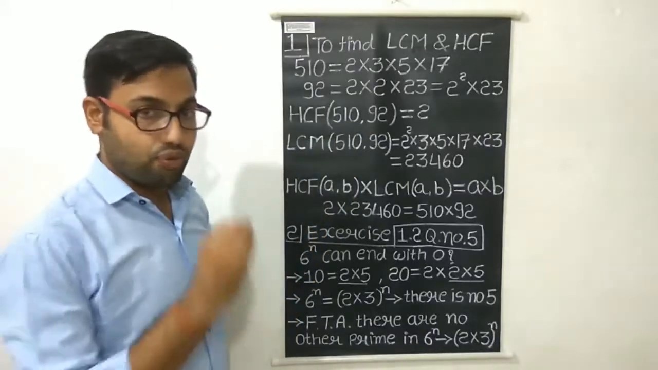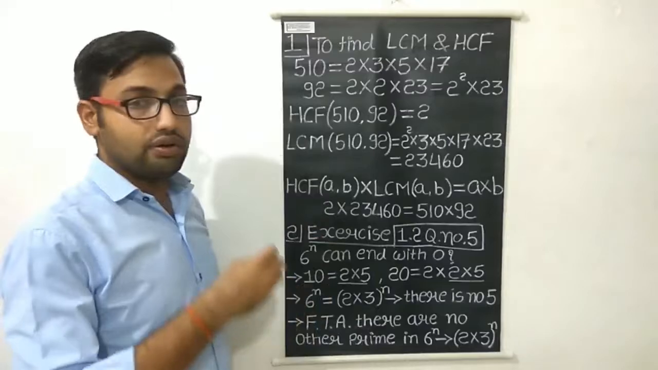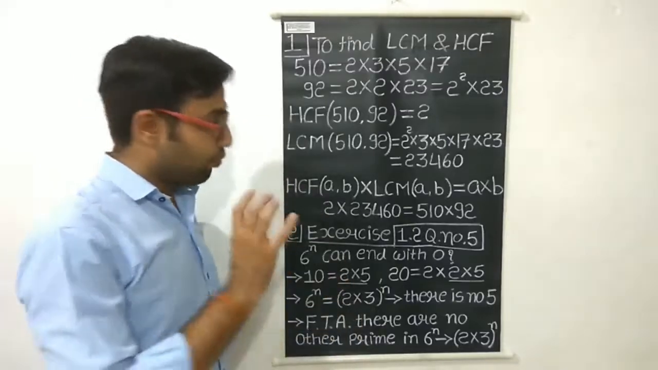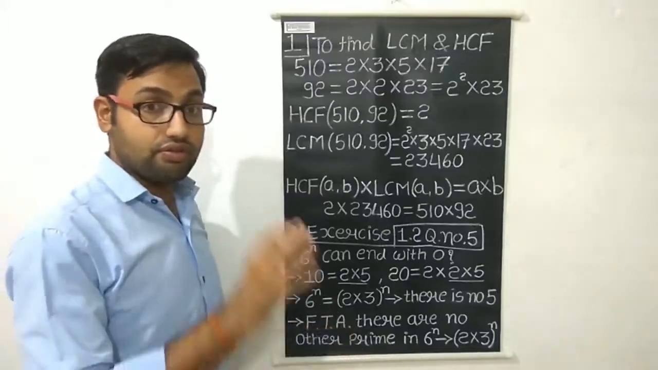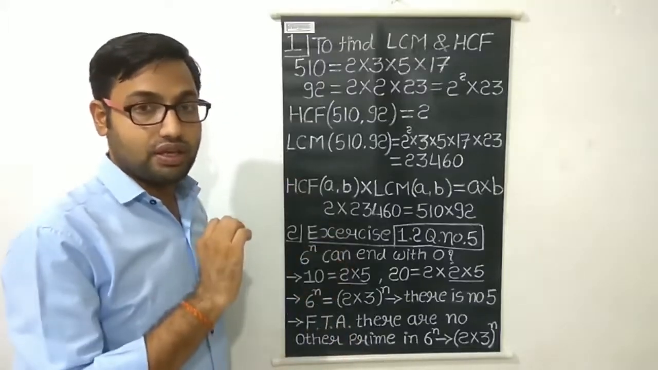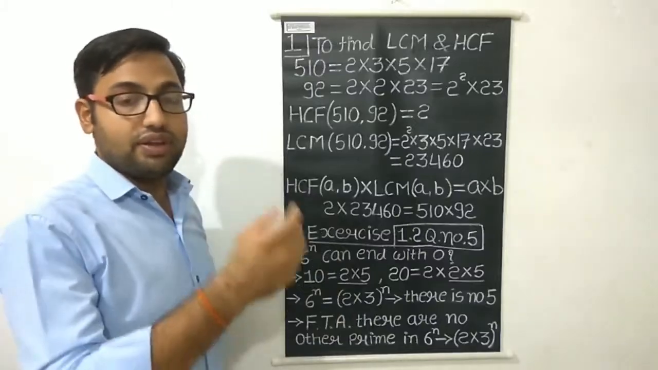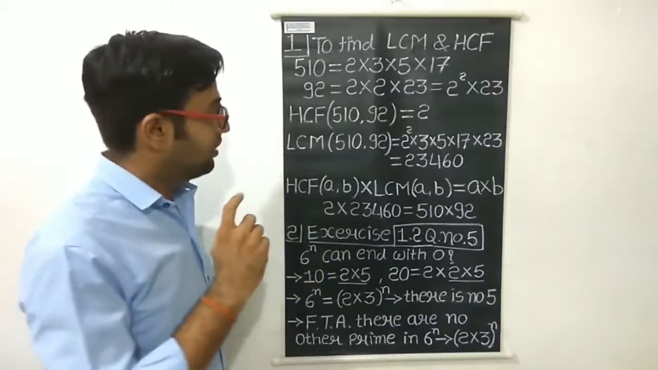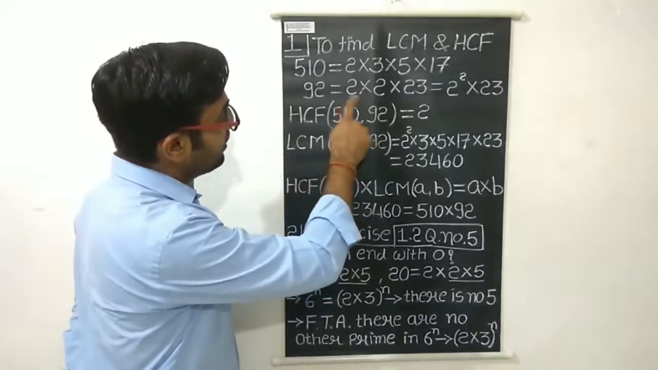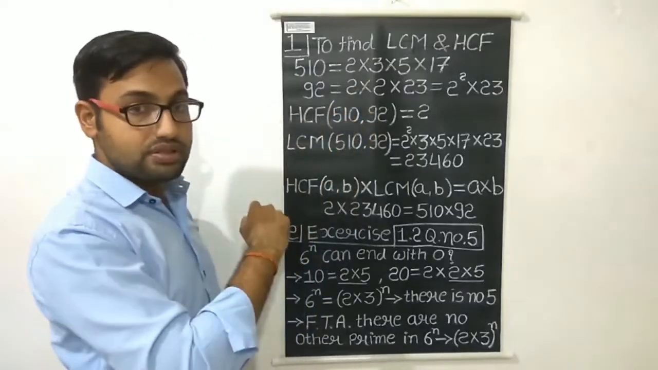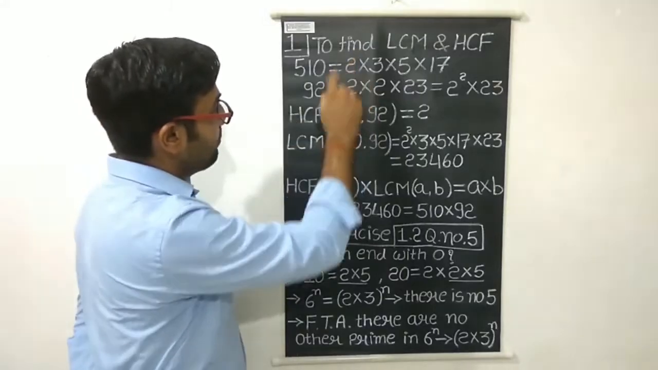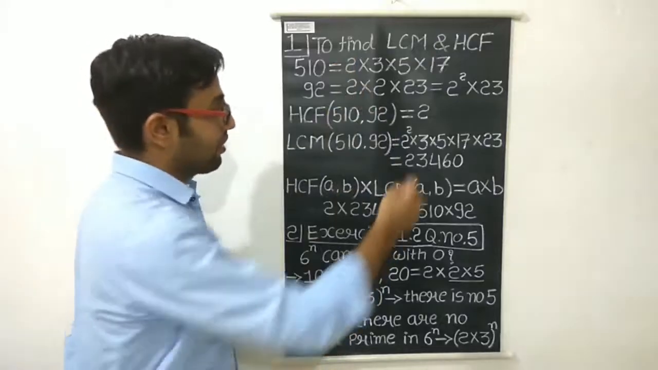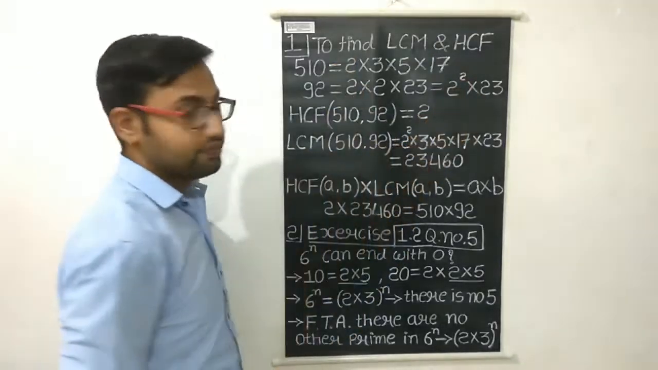Okay, what is the LCM? LCM means the product of all the factors with maximum power. If we have the same factor in both, then we select that factor with the maximum power. Let us understand. Here 2 is common in both the numbers, but here 2 has power 1 and here 2 has power 2. So we have to select the one which has the maximum power, so we select 2 raised to 2.